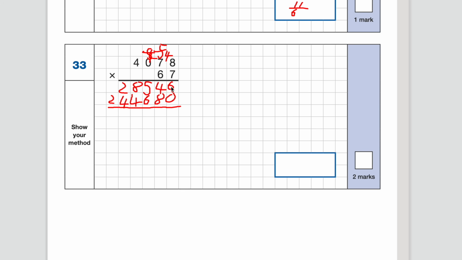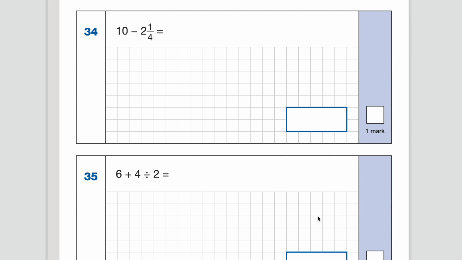So all we need to do is add these lines together. 6 add nothing is 6. 4 add 8 is 12. Put the 2, carry the 1. 6 plus 5 plus 1 is 12. Put the 2, carry the 1. 8 plus 4 is 12, plus the 1 is 13. Put the 3, carry the 1. 2 add 4 is 6, plus the 1 is 7. And finally, 2 plus nothing is 2. So our answer is 273,226.